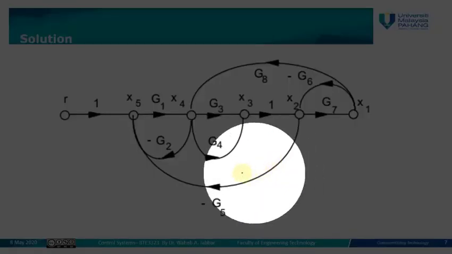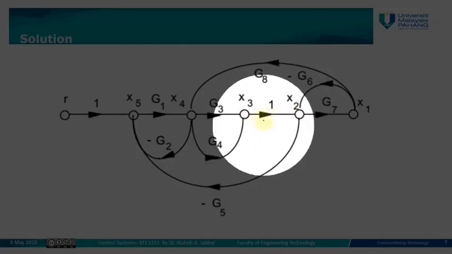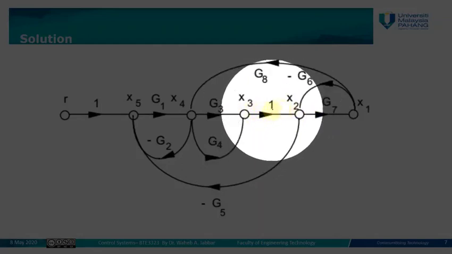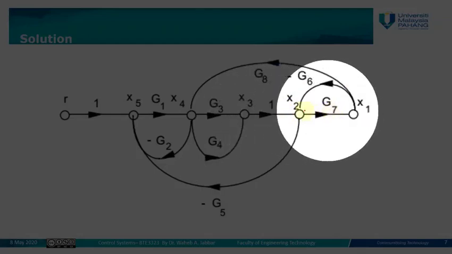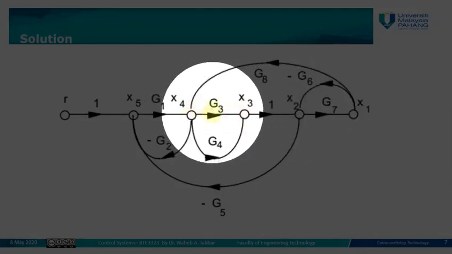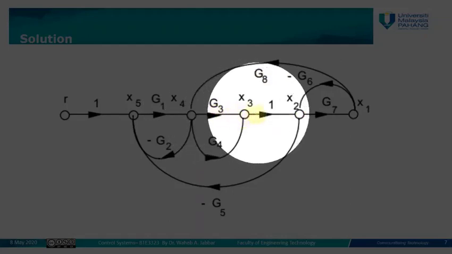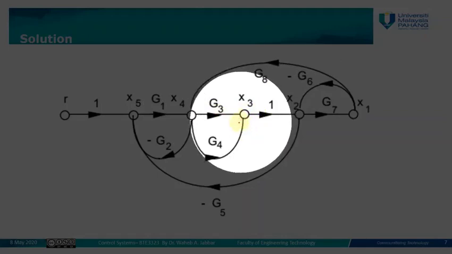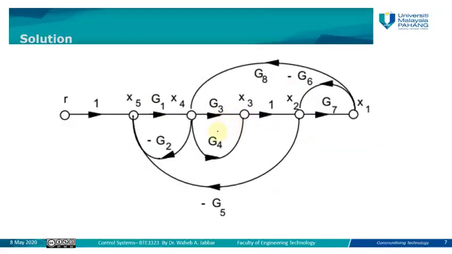Actually, in this signal flow graph, you can see that between x3 and x2 the gain is only 1. When the gain is 1 and it is multiplied by G7 or by G3, it will not affect the overall gain of the path, as we will see later on when we use Mason's rule to simplify the signal flow graphs. There are several other examples in the slides. You can refer to them to see how we can convert from block diagram into signal flow graph.